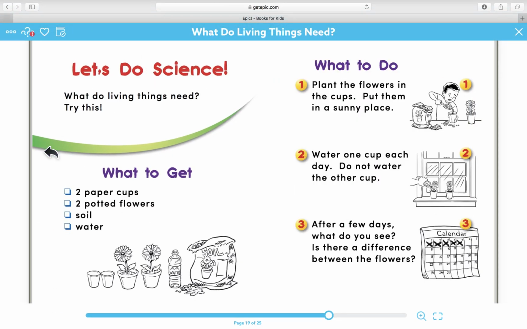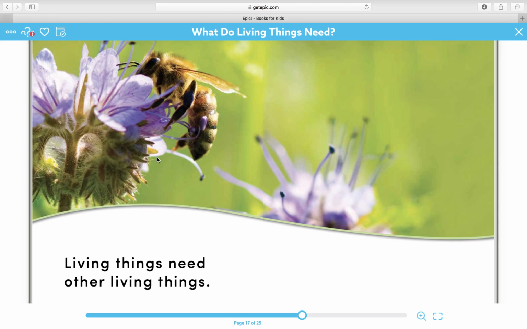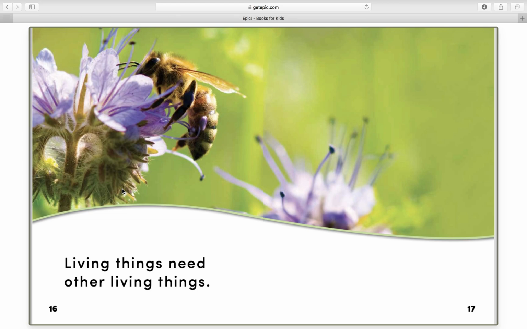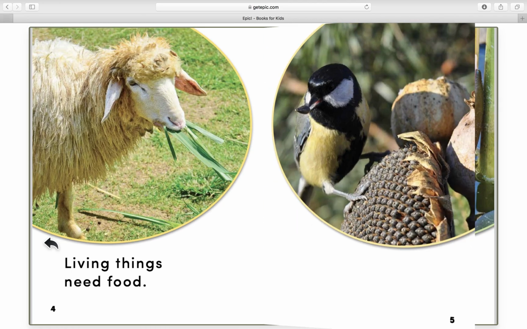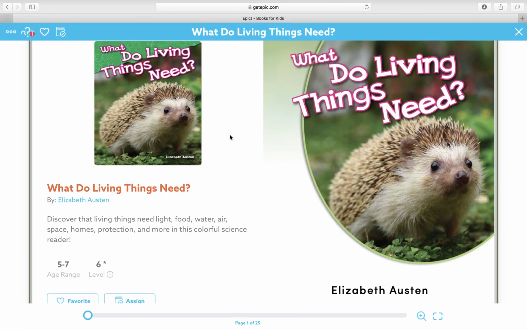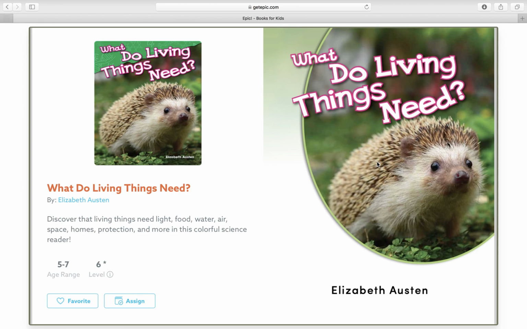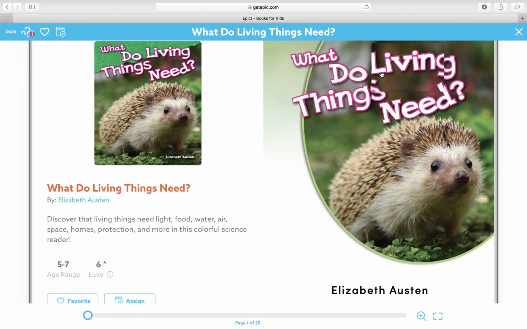The end. So now, let's talk about what the main idea was. Let's think about it. This story was about what living things need. So I can look back at the title page and the pictures to help me figure out what the main idea is. So let's look at the title. The title is called What Do Living Things Need? So that will give me a hint about what the main idea will be, because when I read the title, I know that this story is going to be about what living things need.